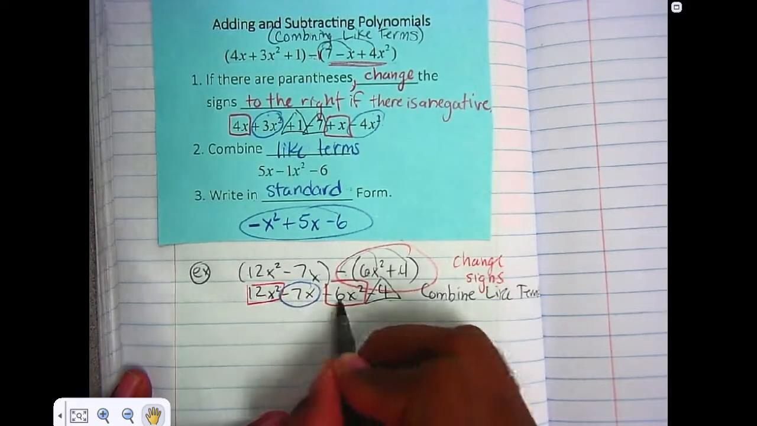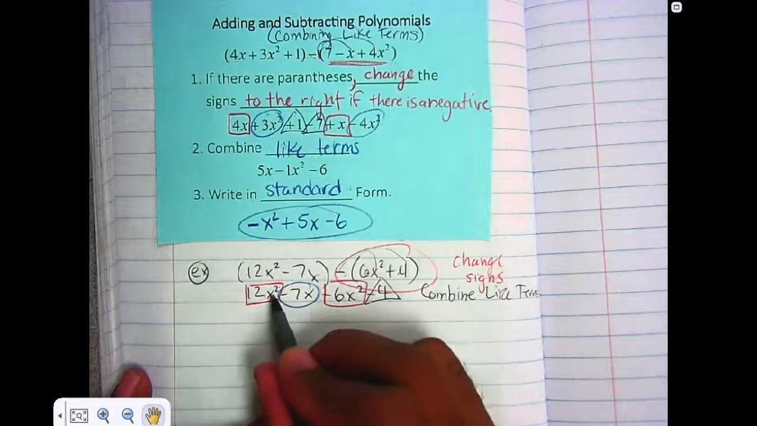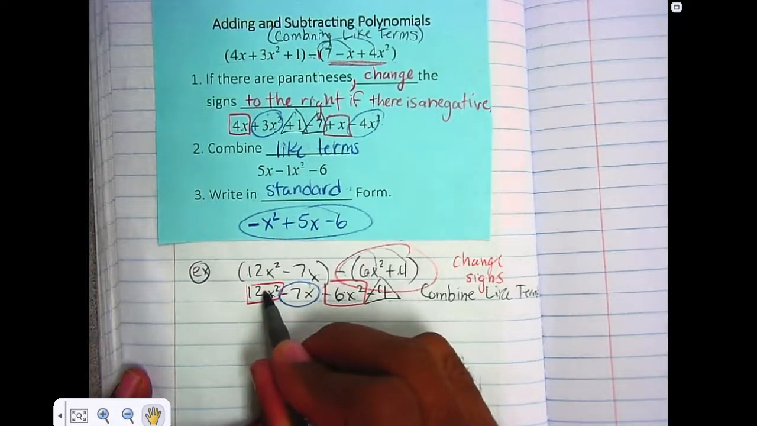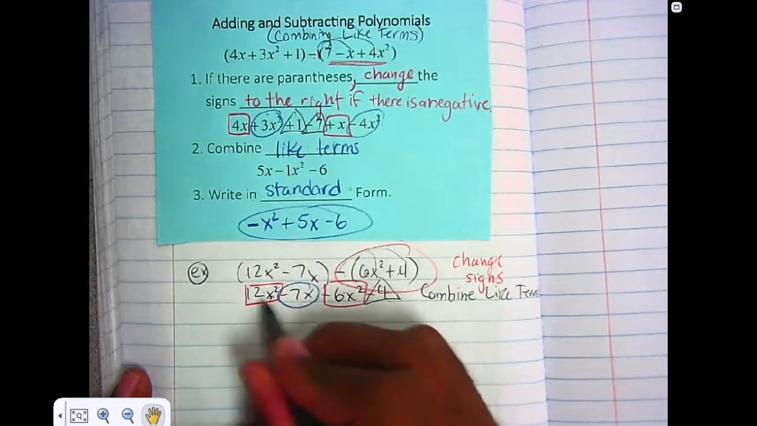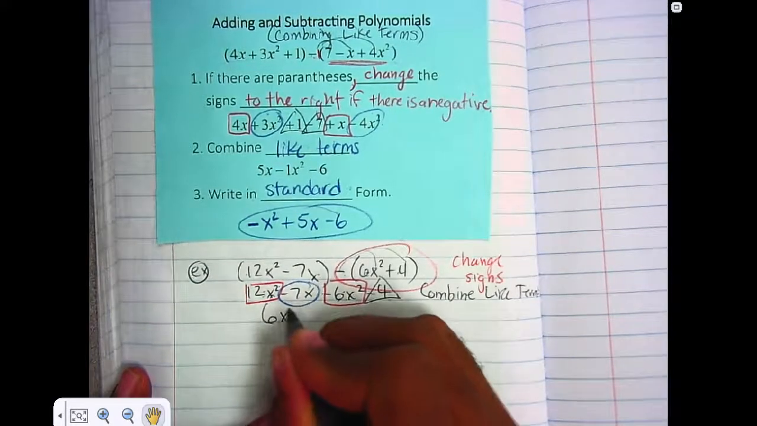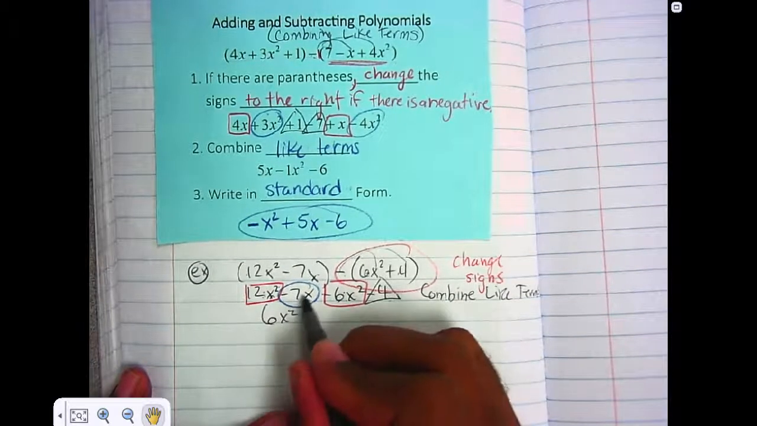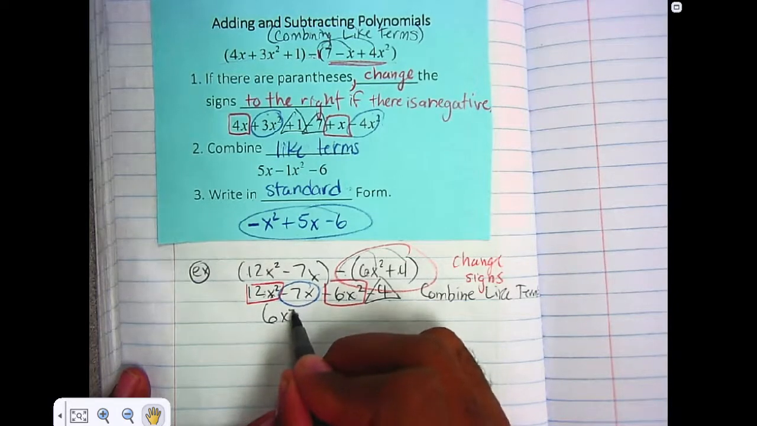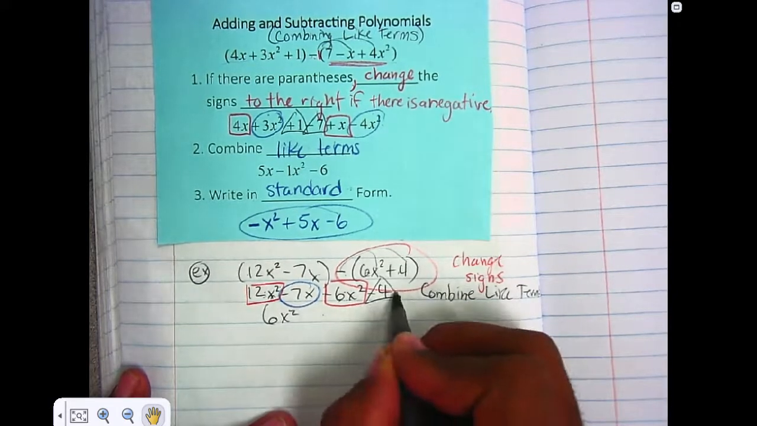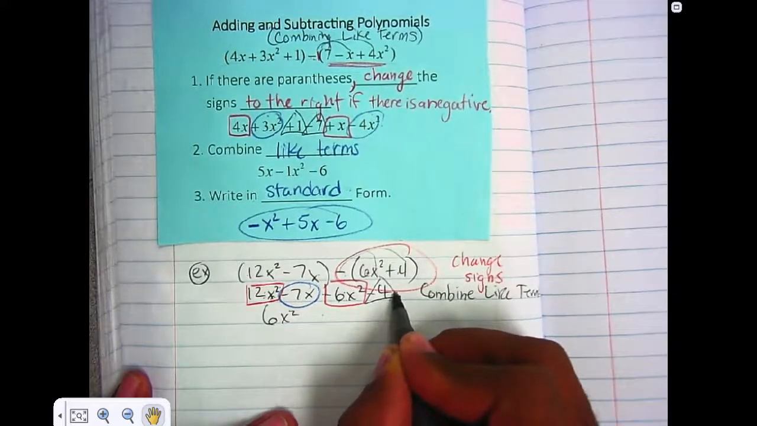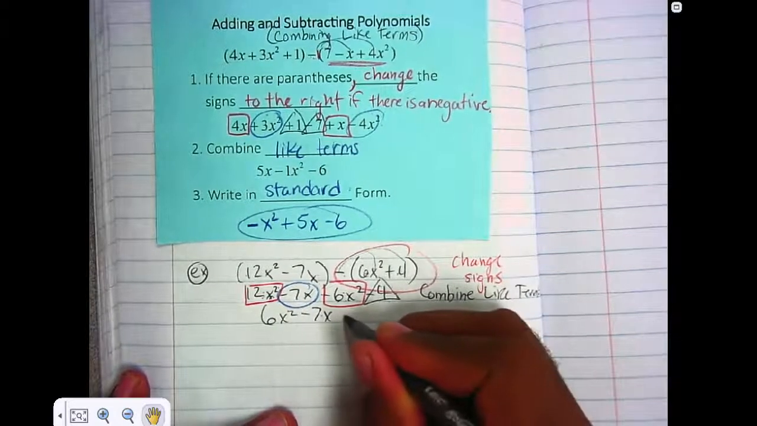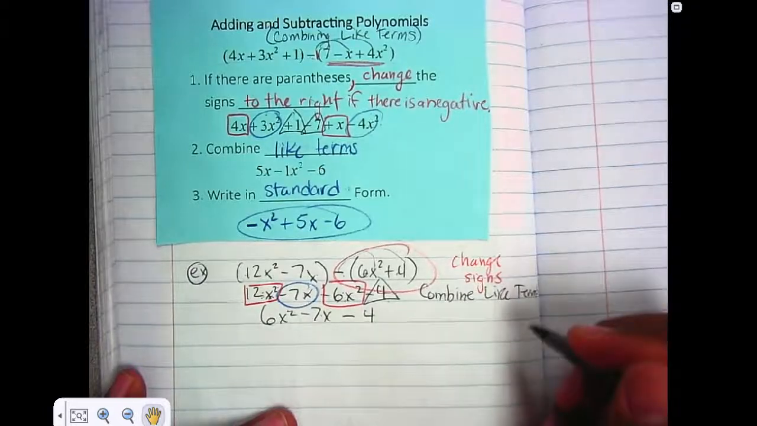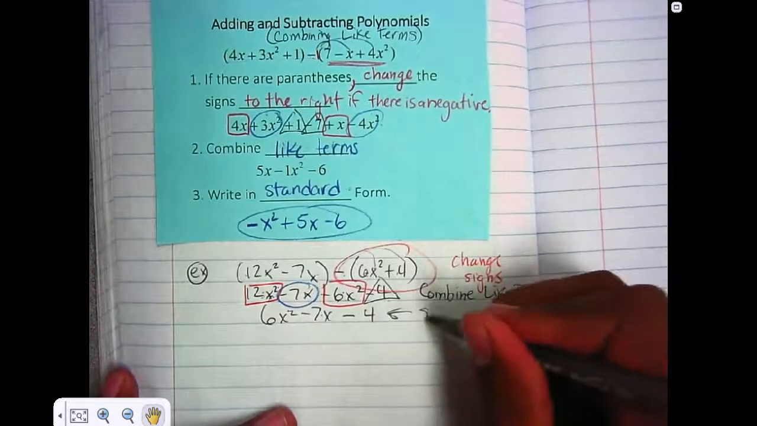Okay, so now let's first do the x squared. 12x squared minus 6x squared. And remember, I'm doing this one first because in standard form, we have to go highest exponent first. So 12x squared minus 6x squared is 6x squared. Then we go again down from the highest exponent to the lowest, and then we finish with the constant, or the number that has no variable. So the next one would be -7x, and then minus 4.